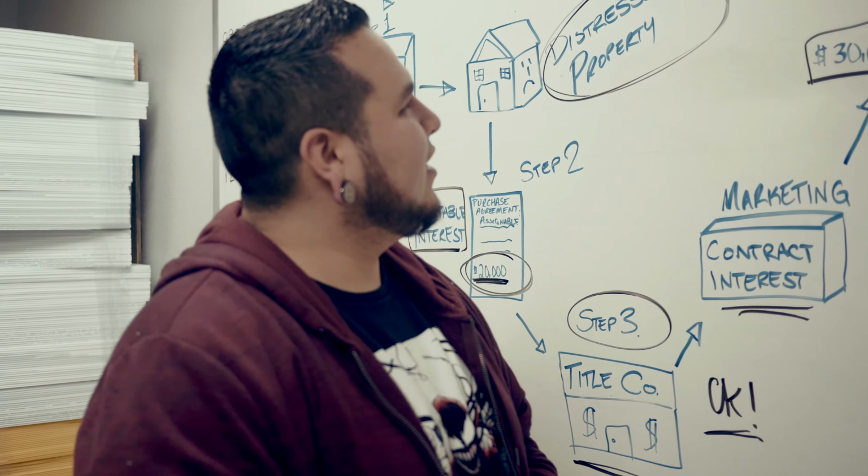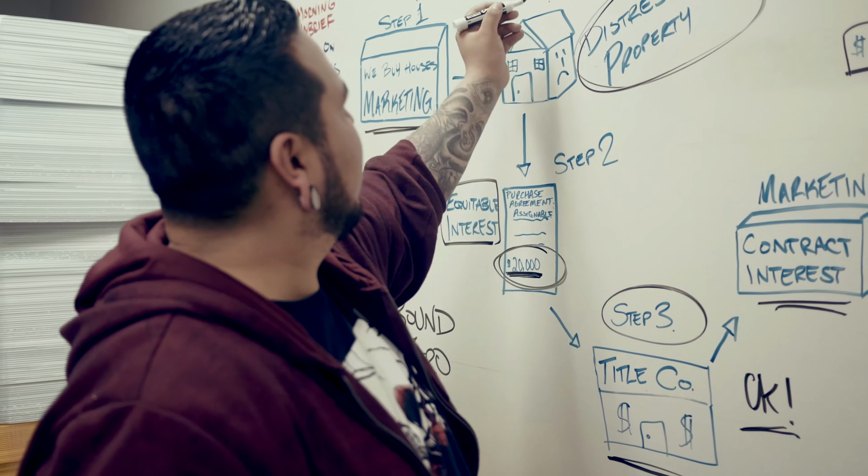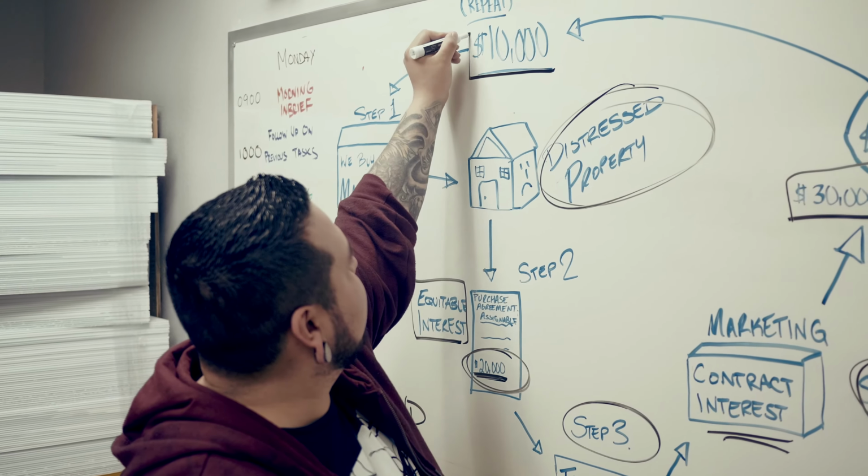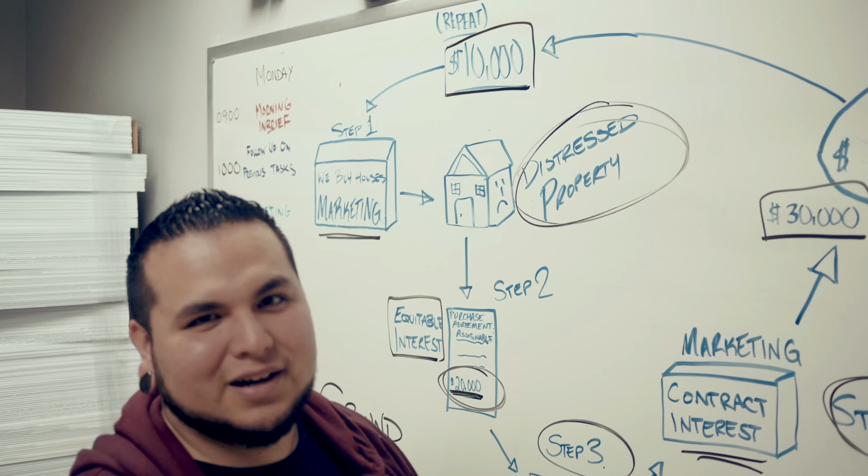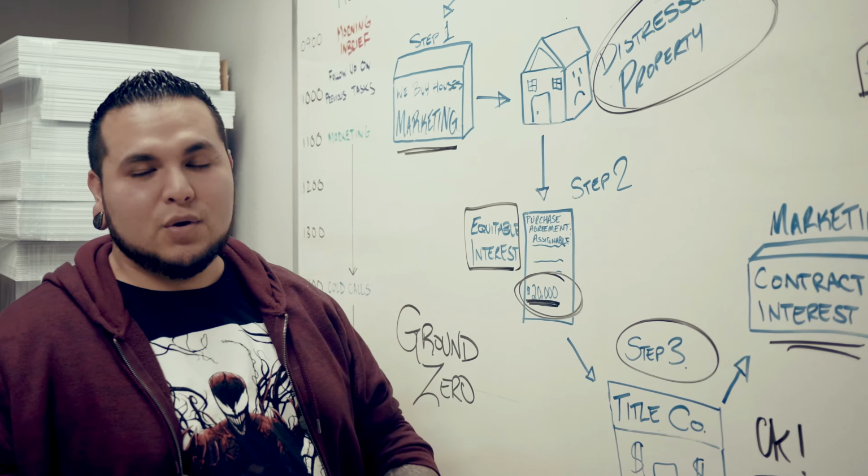And at the end of the day, guys, when everything comes to a close, the amount of money that you'll make on a deal like this is $10,000. So $10,000 straight back in your pocket. You go straight back to step one. Now you have some money to really take your business to the next level, and you rinse and repeat, guys. This is how you complete a wholesale deal.